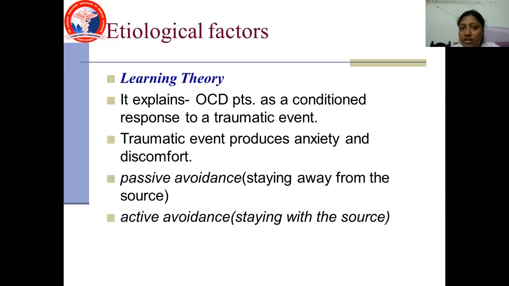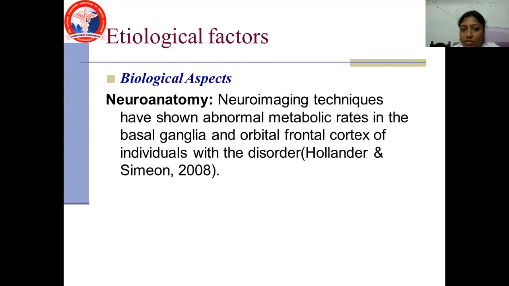So learning theory, here we have it is a conditioned response to a traumatic event. Here we have conditioning, like classical conditioning and operant conditioning. This traumatic event usually produces anxiety and discomfort. That is passive avoidance, staying away from the source, and active avoidance, staying with the source. So these are the two types in learning theory.